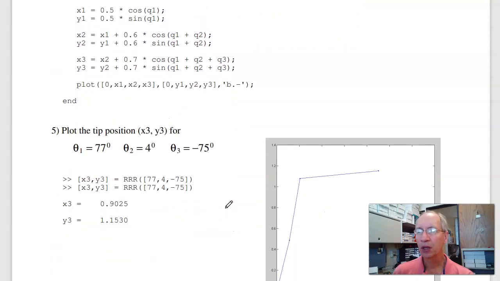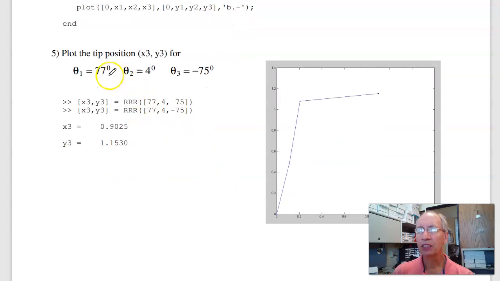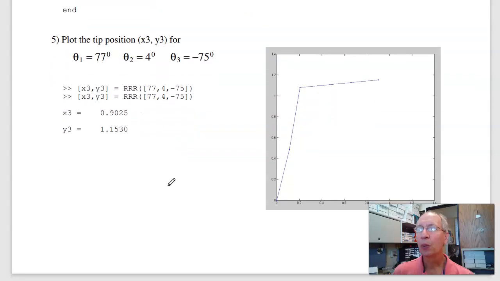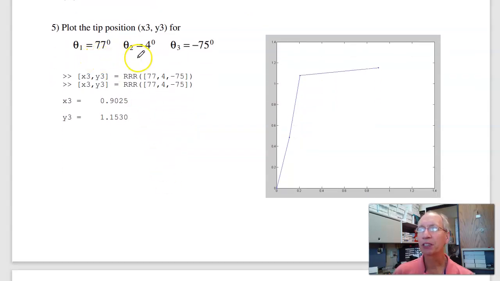That's the function. With that, I can now do things like, let's get backing up. I'm going to take these angles in degrees, convert to radians, because anything in Matlab is radians. Basically, anything English is wrong. Where is the robot if the joint angles are 77 degrees, 4 degrees, minus 75? So what I can do is just call the subroutine RRR. That's rotational joint, rotational joint, rotational joint, RRR, with these three parameters. And it kicks back, here's the tip. The tip is 0.9 meters x, 1.15 meters y.